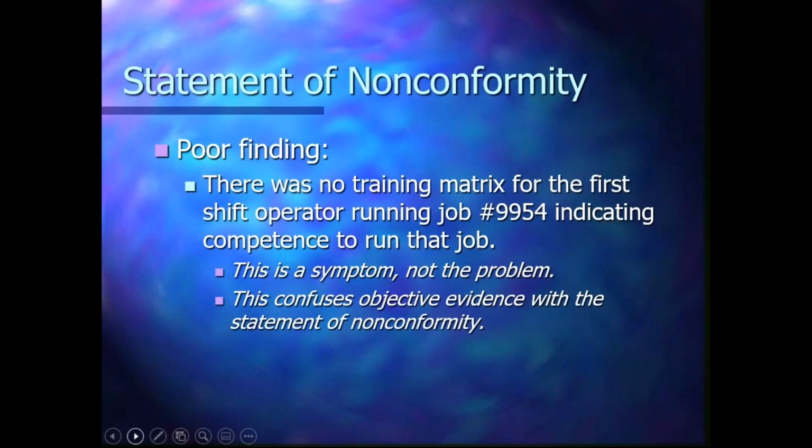So let's look at some examples of poorly worded statements of nonconformity. There was no training matrix for the first shift operator running job 9954, indicating competence to run that job. So this is a symptom, not the problem. We're expressing the issue in terms of a person, a very specific person. It's at the symptom stage. We're confusing objective evidence with the statement of nonconformity.